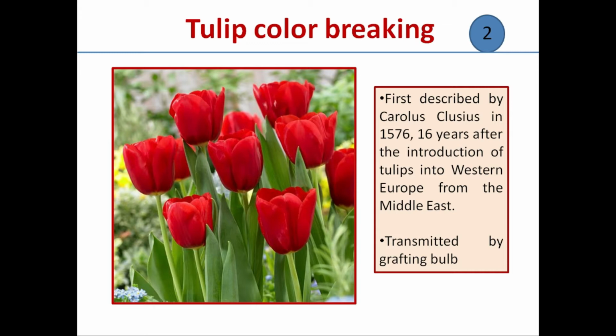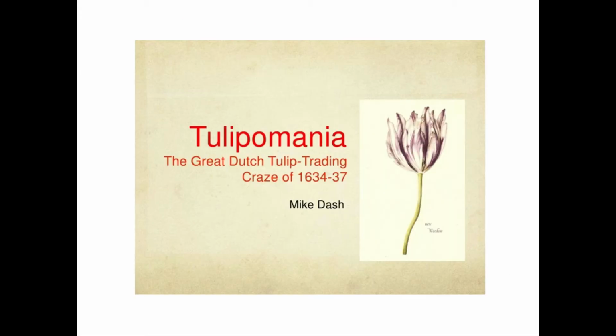Now, this is transmitted by grafting of bulb. Now, what happens here due to this color breaking disease? Abnormality occurs in the flower, and we see longitudinal stripes in the flower, and the normal color of the flower is broken.